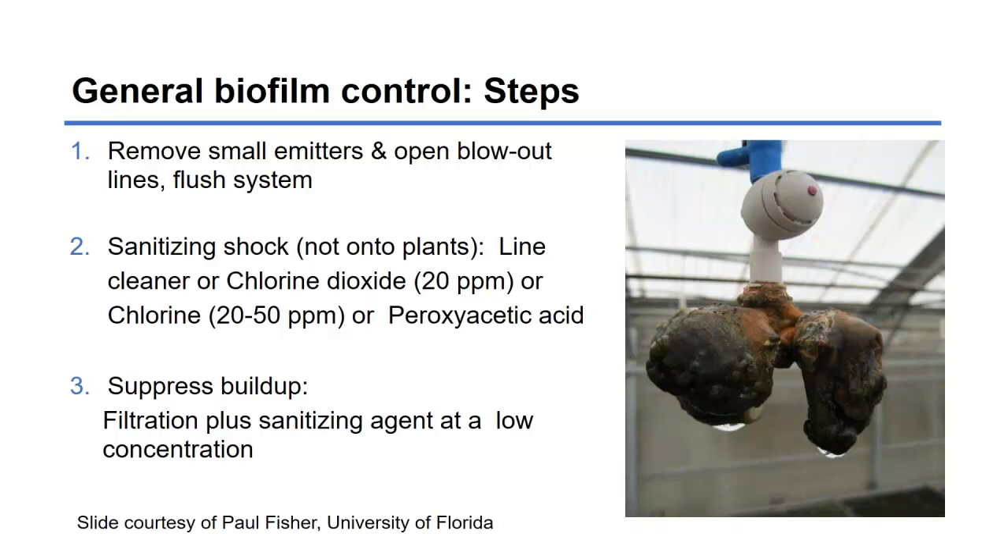to make sure you don't have a residual concentration. And then the third step, if you're having issues, is to think about how you can minimize the accumulation of biofilm. That's going to be very similar to what we talked about before, but we're thinking about it in the opposite direction. In this case, we want a filtration system first, followed by a sanitizing agent at a low concentration. The concentration is really critical here, because you want to make sure that you're not using the shock concentration continuously, because of crop sensitivity.